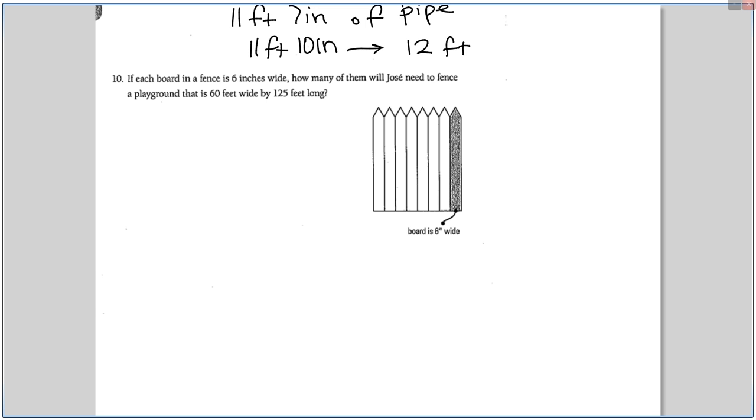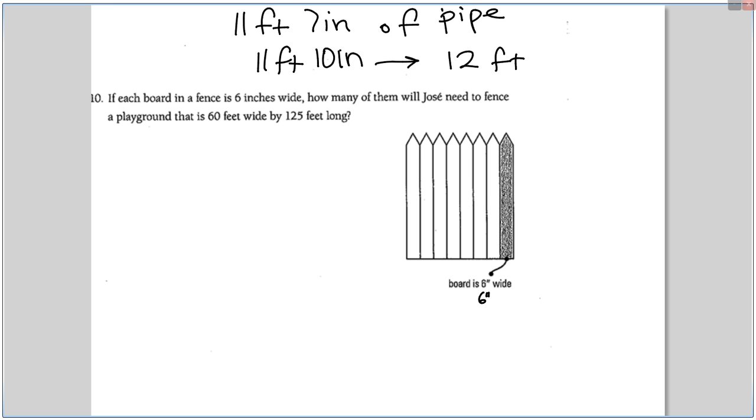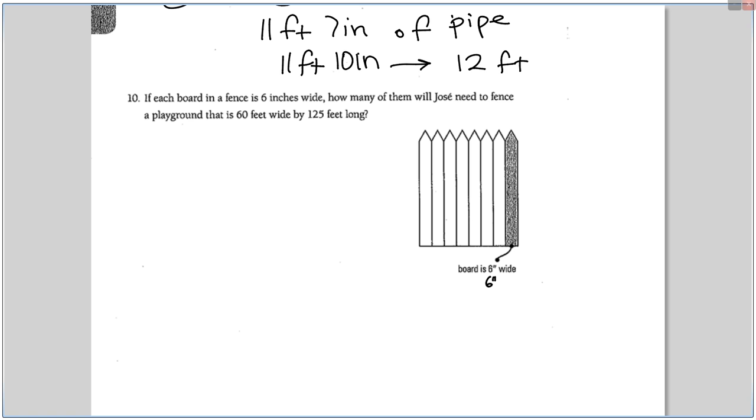Okay, so next one is about fence boards. Each board is 6 inches wide. You can see the 6 double tick there. So how many fence boards does he need if the playground is 60 feet by 125 feet? This is important. We've talked about this already. So 60 by 125, those are the dimensions. That's important to know, the dimensions of a rectangle. Whenever it's written like that, you need to know that it's a rectangle.